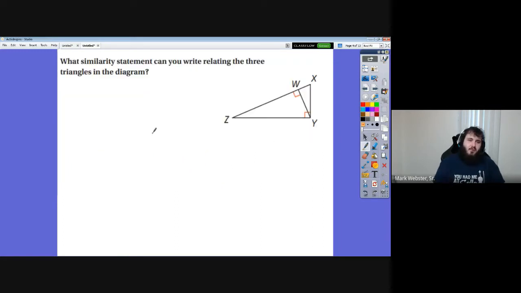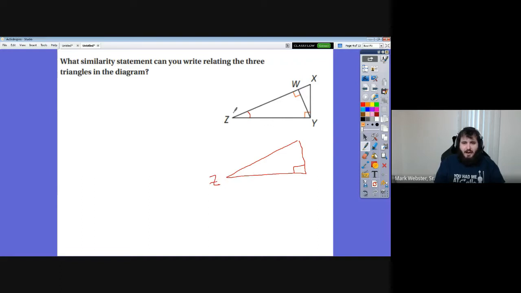All right. So what similarity statement can you write relating the 3 triangles in the diagram? Well, what might help you is to draw these triangles out separately. The big one, X, Y, Z. Let's write the middle one. So we know that Z lines up with Z on the middle triangle lines up with Z on the big one. So we'll put Z here. We'll make another right triangle like this, just like we had before. Z will be right here.